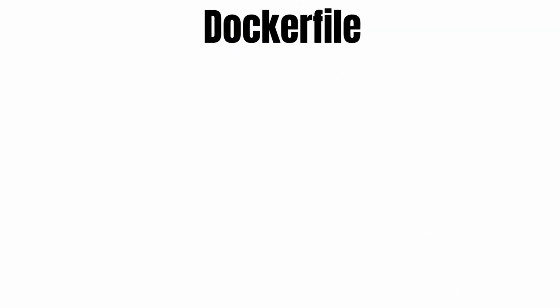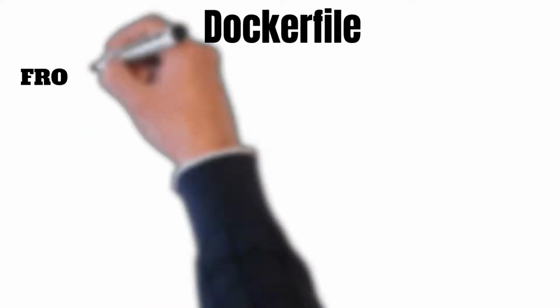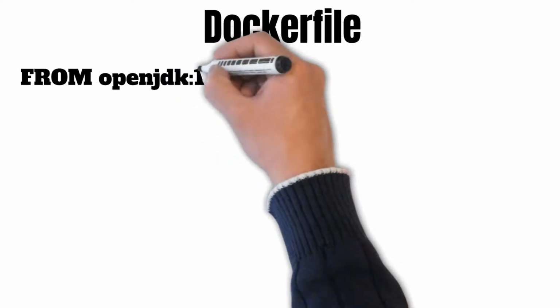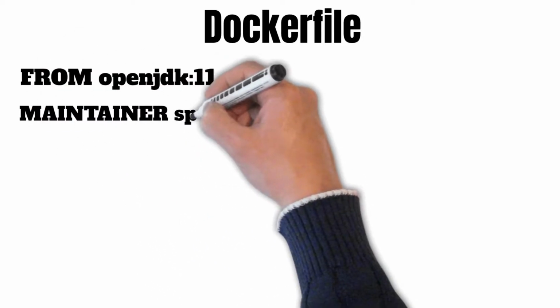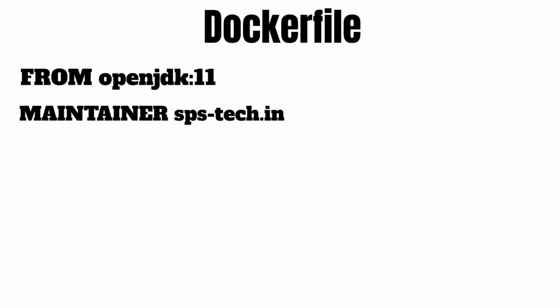Now that we have created a runnable jar, let's look at the content of the Dockerfile to understand how we dockerize this runnable jar. In the first line, we are importing the OpenJDK version 11 image from the official repository as our base image. Whatever further instructions we write in our Dockerfile will introduce additional layers over this base image. In the next instruction, we are specifying who is the maintainer of this image. In this case, sps-tech.in is the maintainer, and this instruction doesn't create any additional layers. It just adds some metadata.